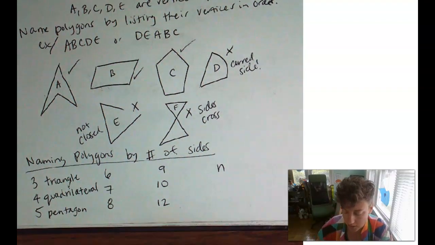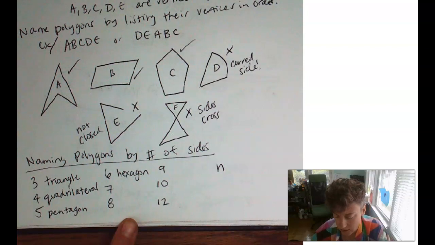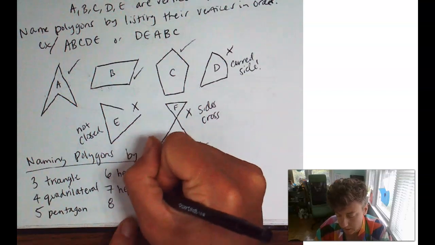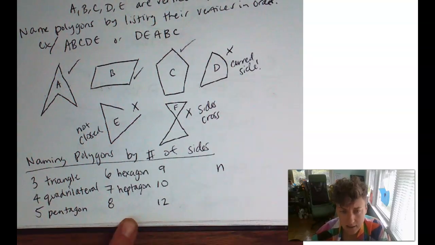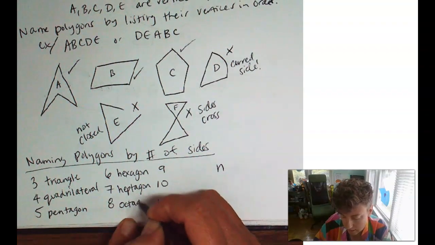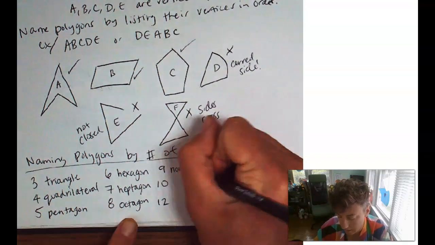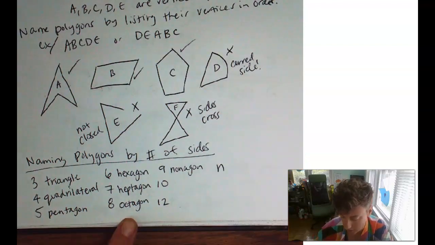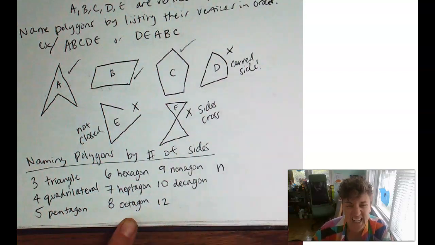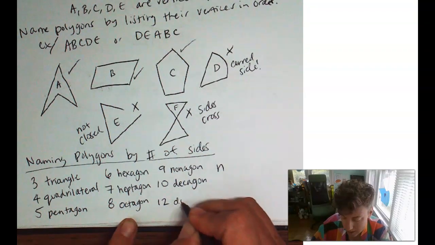A 6-sided figure is called a hexagon. A 7-sided figure, not super common, is a heptagon. An 8-sided figure, like a stop sign, is an octagon. A 9-sided figure is a nonagon. A 10-sided figure is a decagon. You can think of decade, 10 years, dec. A 12-sided figure is a dodecagon.